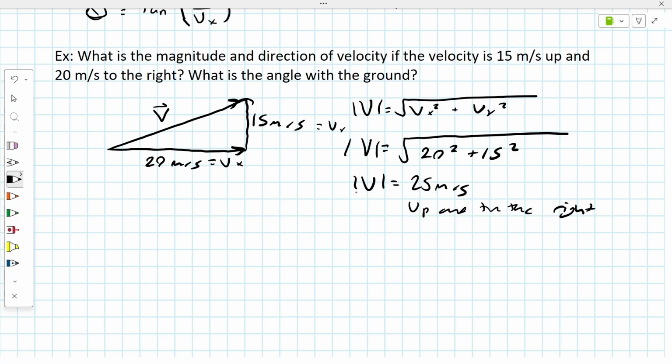But since we're just finding the magnitude here, we don't really need this direction. But we also are asked to find the angle, so we're trying to find this angle with the ground.